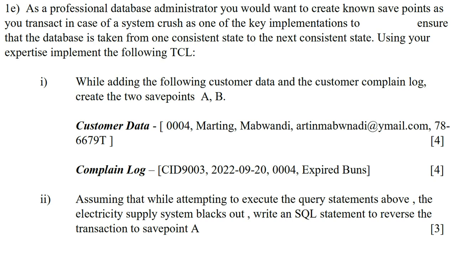Okay, we are talking about transactions. I think we will need to delve deeper into transactions before we even answer the question. Let me read the question. Item 1 says, while adding the following customer data in the customer complaint log, create the 2 save points A and B. Meaning to say, when I'm entering the customer data for Martin, after that I create a save point. Then I do the same: I create a complaint log, and then I create a save point. That's what is required by these first 8 marks.